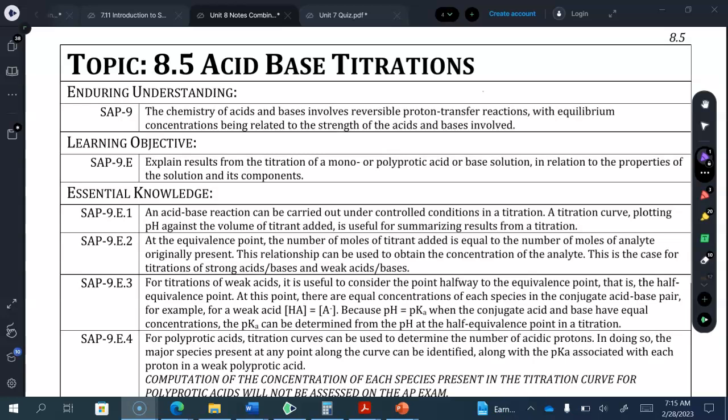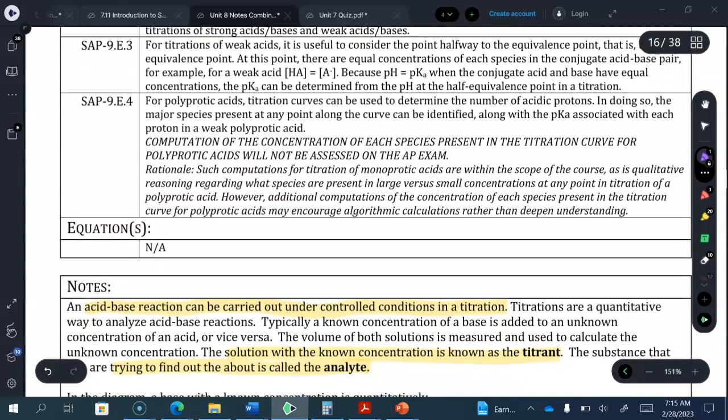Hello everyone, welcome to topic 8.5, acid-base titrations. By the end of this, you should be able to explain the results from the titration of mono or polyprotic acid or base solutions in relation to the properties of the solution and its components.